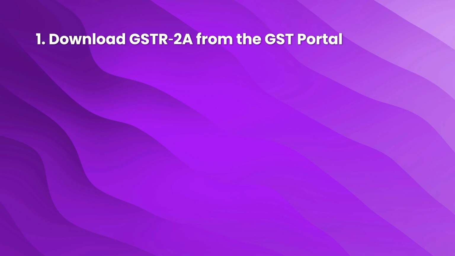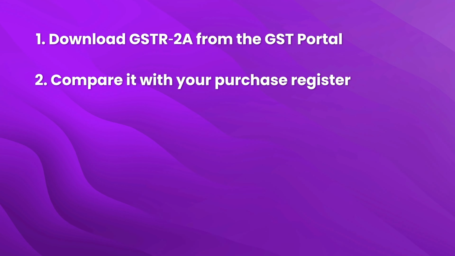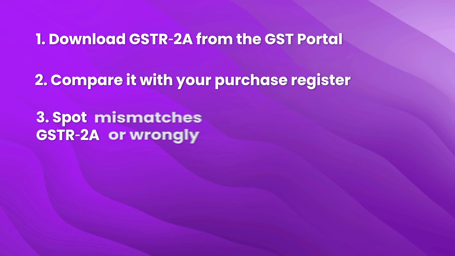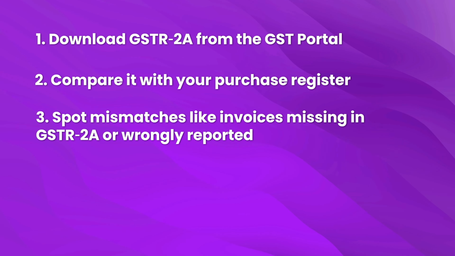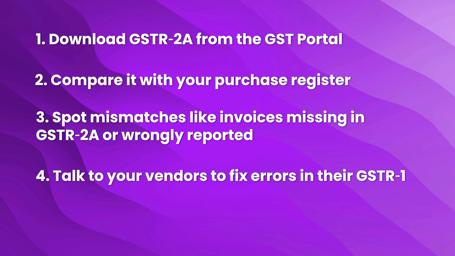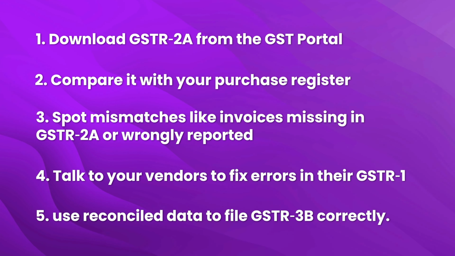Here's a practical flow on how GSTR 2A works. First, you need to download GSTR 2A from the GST portal. Then, you need to compare your GSTR 2A with your purchase register. Thirdly, you need to identify any errors like missing invoices, mismatched GST numbers or mismatched amounts. Fourth, you need to contact your vendor to fix those errors in their GSTR 1. And finally, use the reconciled data to file your GSTR 3B correctly.